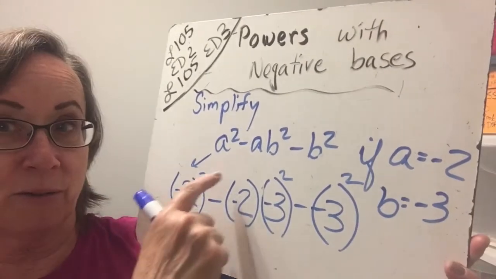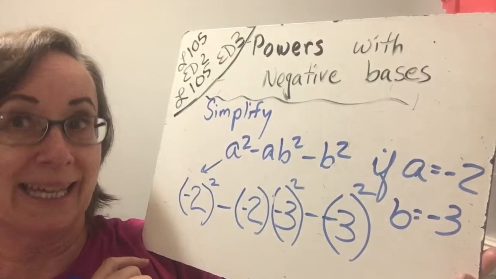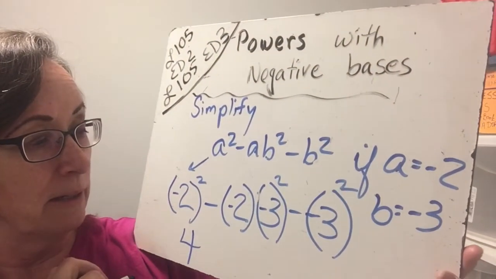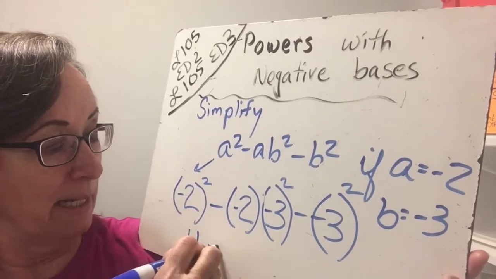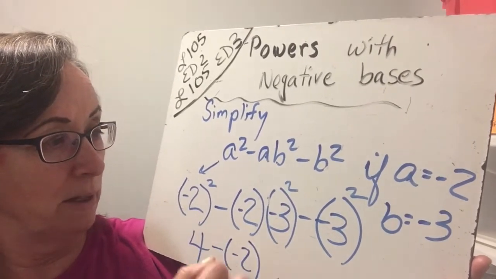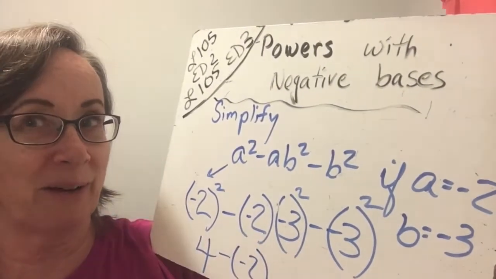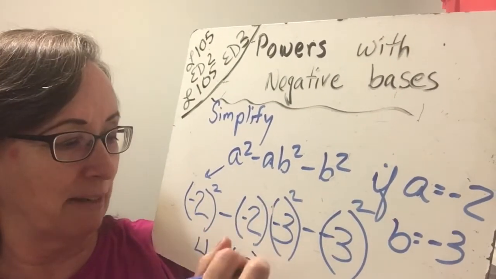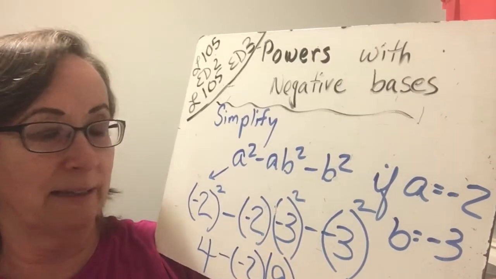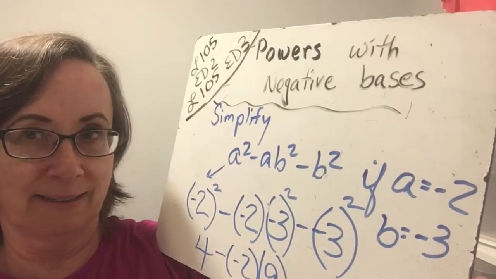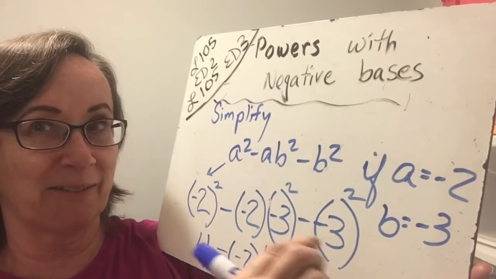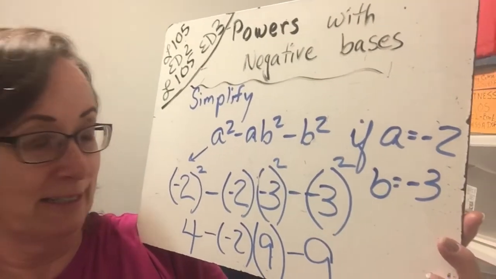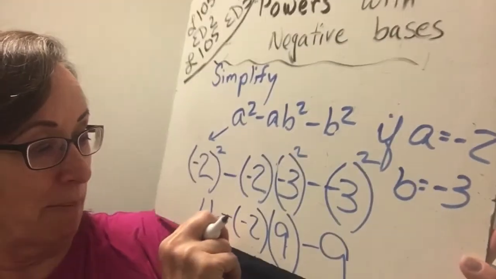So -2 squared, since we have a parenthesis, is -2 times -2, which is +4. And then we have a minus -2. What is a -3 squared? The -3 squared is going to be -3 times -3, which will be 9, minus, and we have a -3 times a -3, which is a +9. So we're a little bit closer. And now we finish it up, okay?